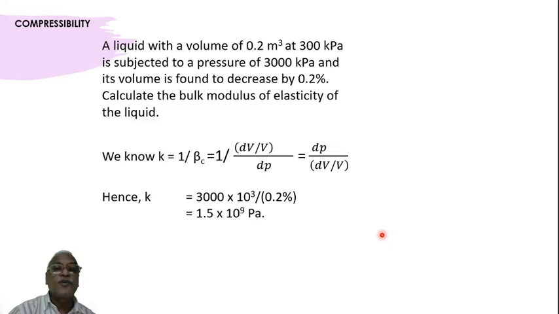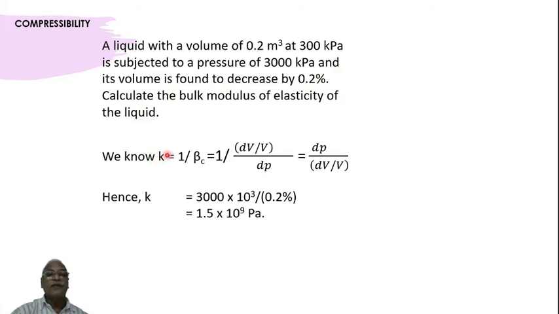We'll discuss a small problem. Here the data given is a liquid with a volume of 0.2 meter cube at 300 kilopascals is subject to a pressure of 3000 kilopascals, and its volume is found to decrease by 0.2%. Calculate the modulus of elasticity of the liquid.